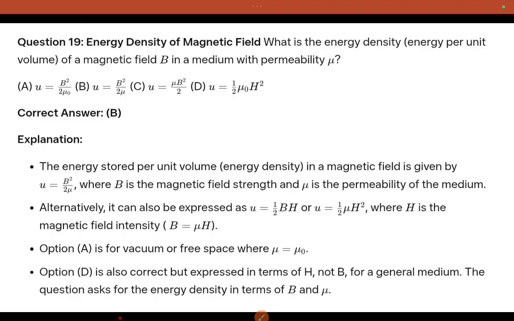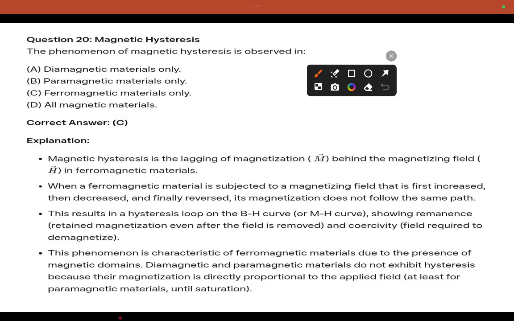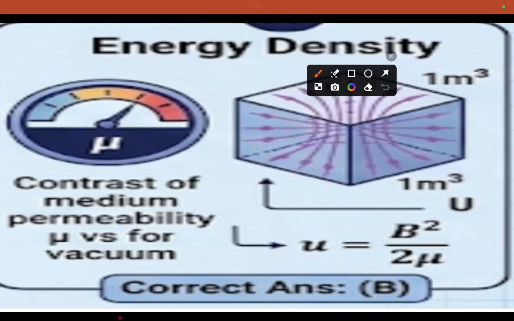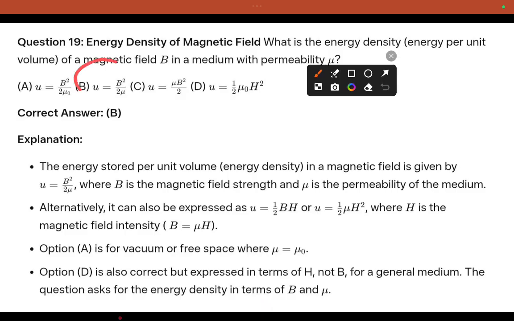Okay, question number 19, based on the energy density of a magnetic field. What is the energy density, that is, energy per unit volume, of a magnetic field B in a medium with permeability mu? Here the answer is B square by 2 mu. The energy stored per unit volume, that is energy density, in a magnetic field is given by B square by 2 mu, where B is the magnetic field strength and mu is the permeability of the medium.